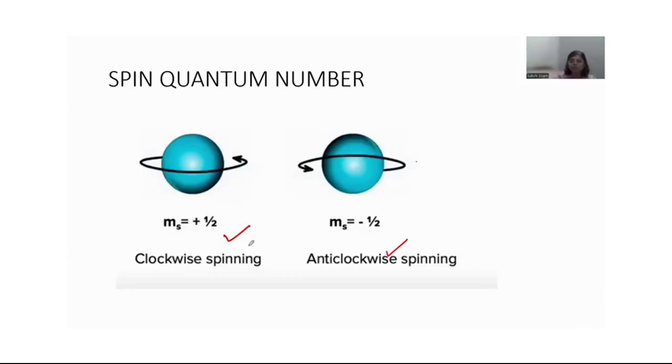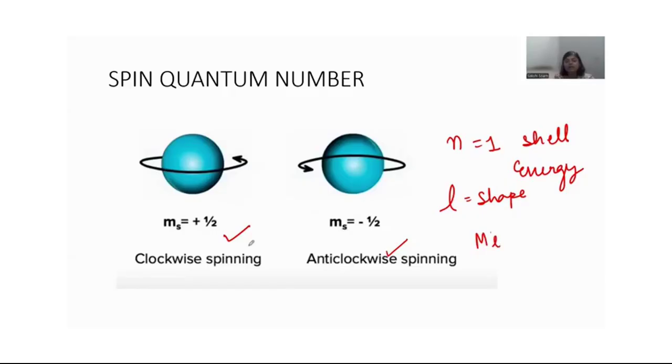So let us just recall whatever we studied. We studied the principal quantum number, represented by n. If n is equal to 1, that means we're talking about the shell, the energy level, right? Then we talked about the azimuthal quantum number represented by l, which tells us about the shape. Then we talked about the magnetic quantum number, ml, which tells us about the orientation of the orbitals. Then we have the spin quantum number, ms, which tells us about the spin of the electron present in that orbital. So basically, we are finding out the address of the electron.